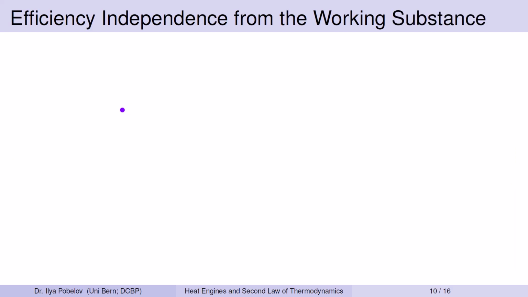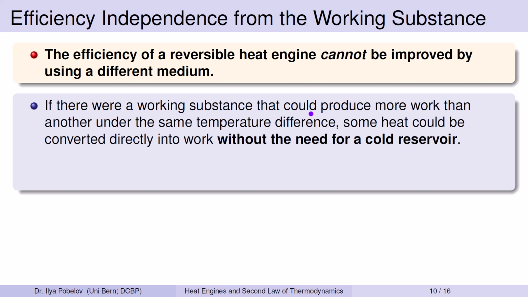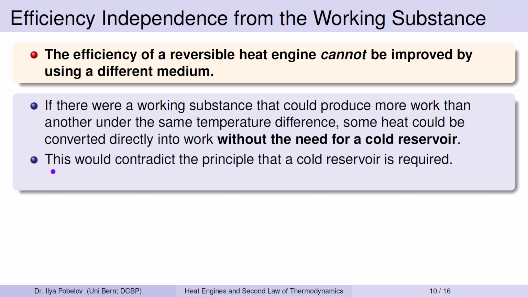After analyzing the theoretical reversible cyclic process, Carnot provided a negative answer to the second fundamental question regarding the efficiency of heat engines. The conclusion drawn from Carnot's analysis is that the efficiency of a reversible heat engine cannot be improved by using a different medium. If there were a working substance that could produce more work than another under the same temperature difference, it would imply that some heat could be converted directly into work without the need for a cold reservoir. This would contradict the previously established principle that a cold reservoir is required for the conversion of heat into work. Therefore, such a substance does not exist.